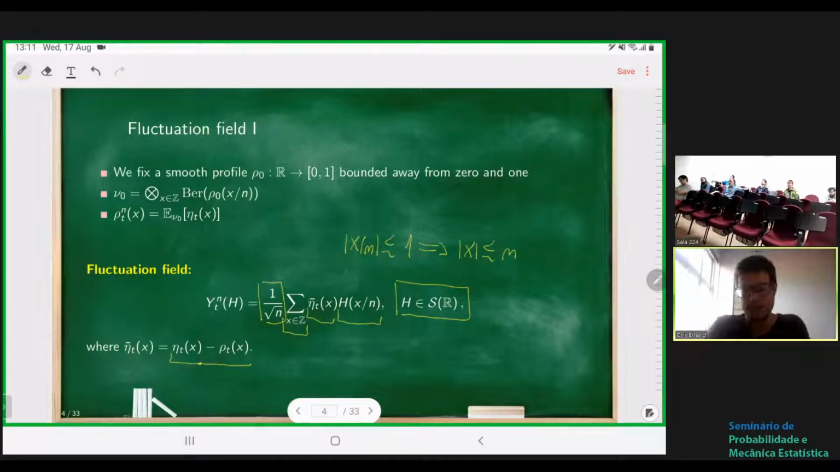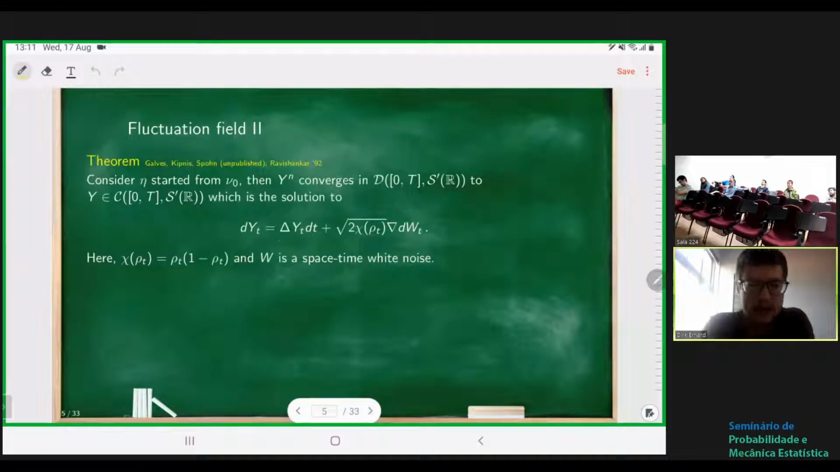And once you've defined it, as always, you can ask yourself if, as n grows, this converges to something, and if this something is Gaussian. And the answer is yes, this is indeed the case. This was proven by Gálvis, Kipnis, and Spohn in some unpublished manuscript, and later by Hervé Shankar in the general case of Z^d. And what they really showed is that the fluctuation field Y n converges in a certain space, which does not matter, to some object Y, which formally satisfies this equation.